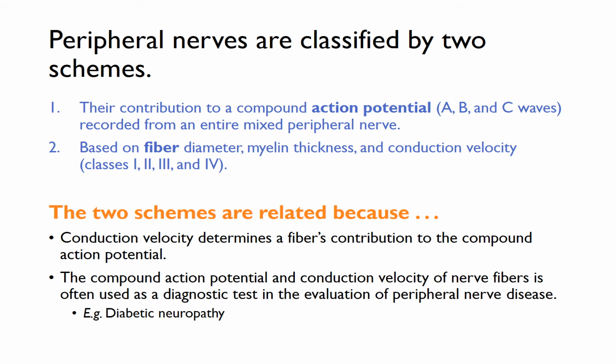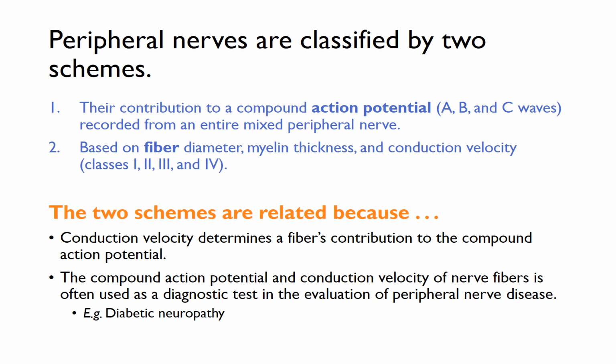And while these two schemes of naming conventions are themselves different, they are still related because, for instance, the thickness of the myelin and the overall fiber diameter can contribute to conduction velocity, which itself is a contribution to overall compound action potential. So the naming conventions can be used simultaneously or distinct, but they are not interchangeable systems.